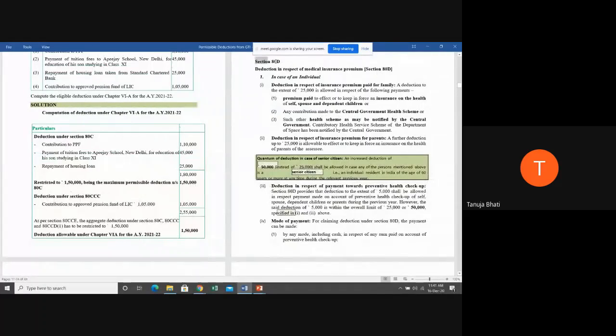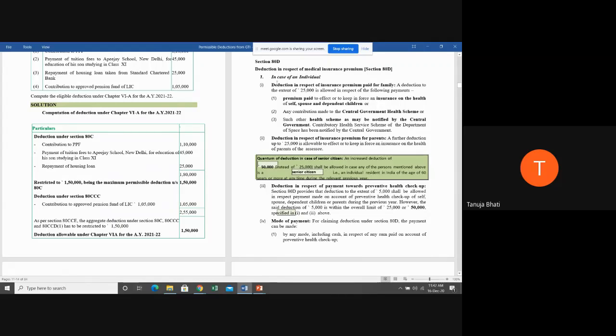Okay, students. So let us start with section 80D. When will any individual get a deduction under this section? Remember, students, under 80D, an individual is going to get a deduction if he is paying a premium, but not on his life. Because if he is paying on his life, he will get a deduction under 80C. If he is paying a premium for medical insurance, he is going to get a deduction under section 80D. So 80D is nothing but deduction in respect of medical insurance premium.